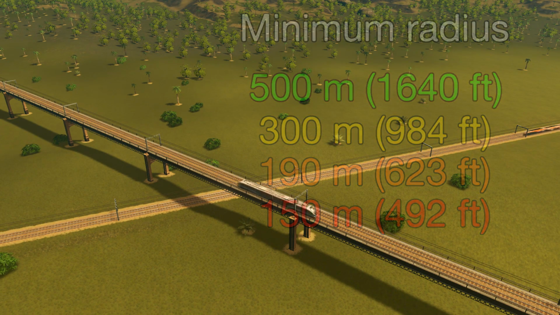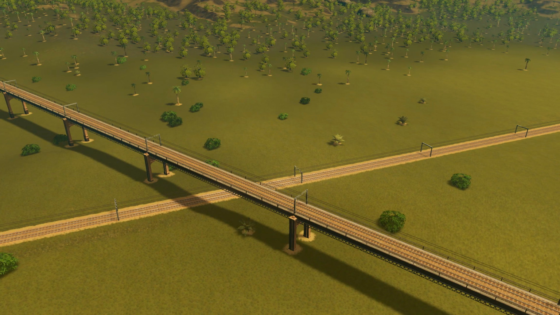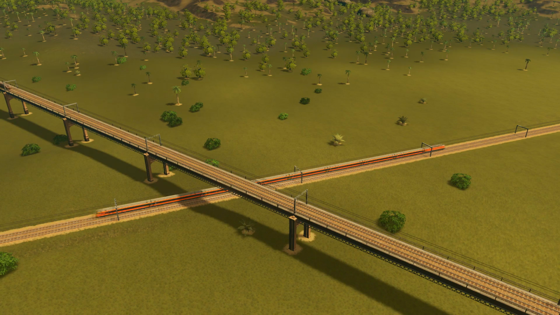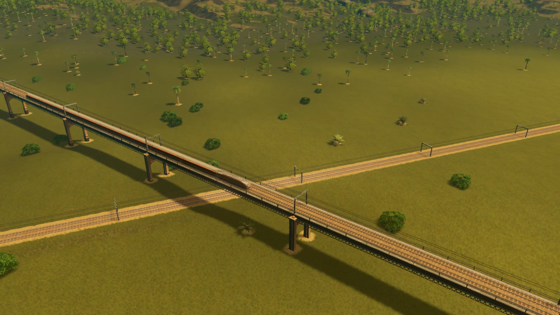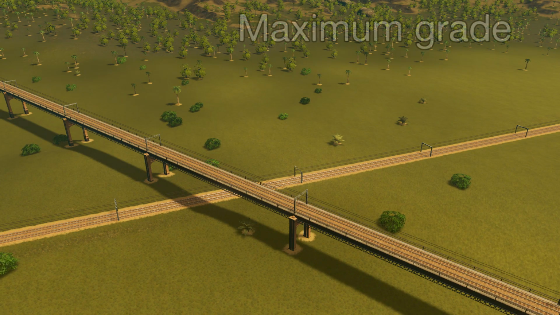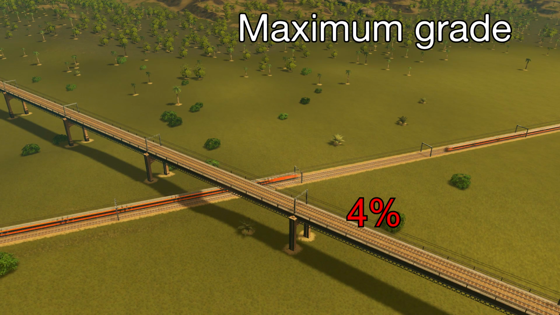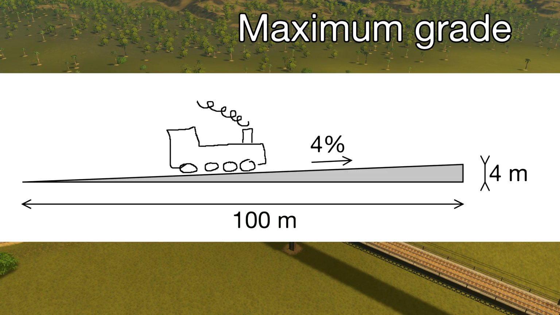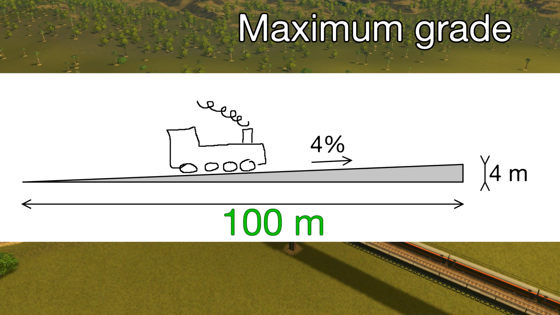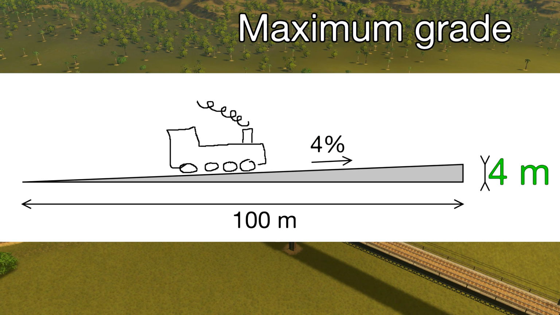So now let's go over the vertical characteristic of a real-life railroad, which is the grade. Trains, at least the ordinary trains, can't really climb even moderately steep slopes. This is due to various reasons, mostly because of not enough grip. Again, the Czech norms state that the absolute maximum grade must not exceed 4%. This means that on a track with a horizontal distance of 100 meters, we can only climb 4 meters max.